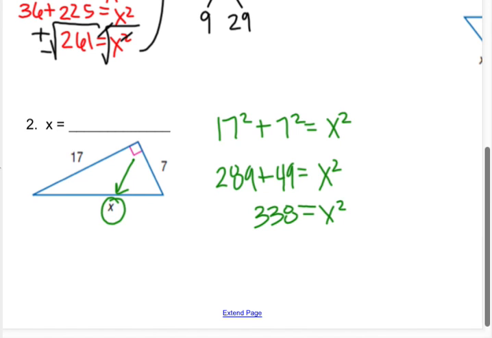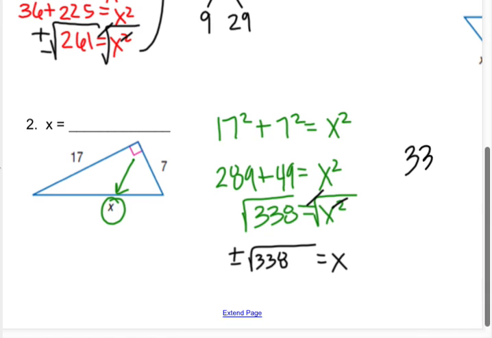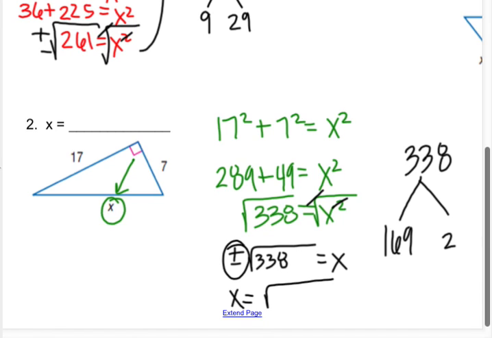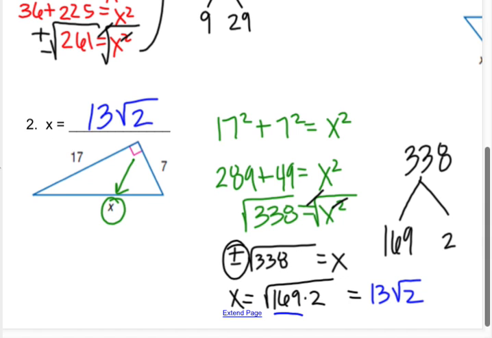And once again, I would take the square root on both sides. So I have plus or minus the square root of 338 is equal to x. And now I say, what's my perfect square that divides 338? Well, 169 times 2 gives me 338. So I can write this as x is equal to, it's plus or minus, but once again it's a side length, so I only want the positive, the square root of 169 times 2. And the square root of 169 is 13, and the square root of 2. So my answer is 13 square root of 2 for example 2.